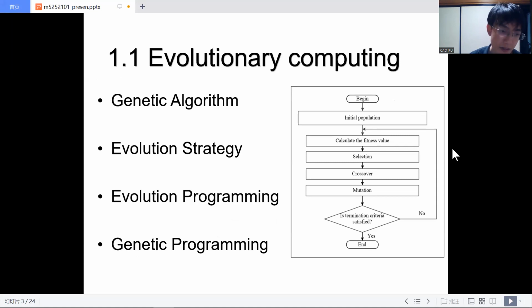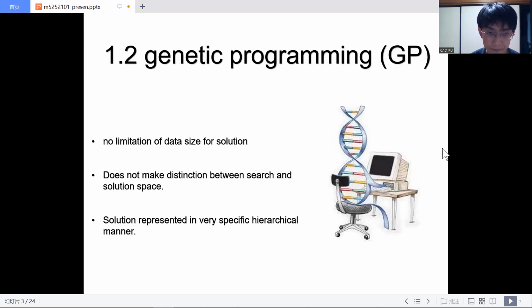As you know, genetic programming is one of the evolutionary computing algorithms, but it is quite different from other evolutionary algorithms. For genetic programming, you do not only need to focus on optimizing the final result, but also need to optimize the construct of the solution.